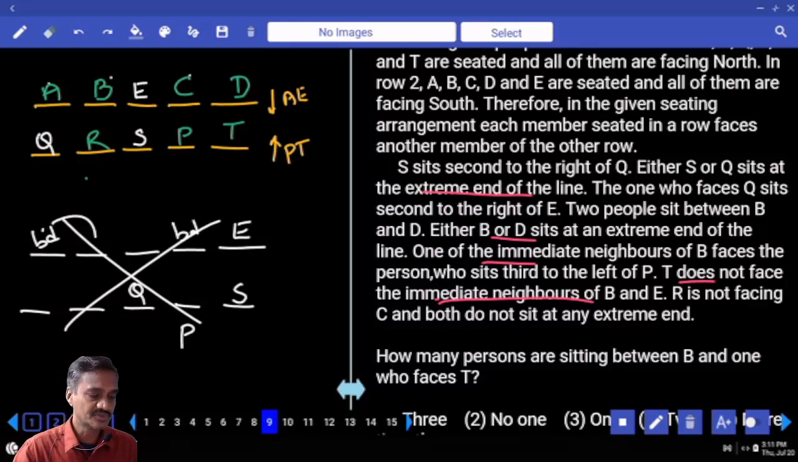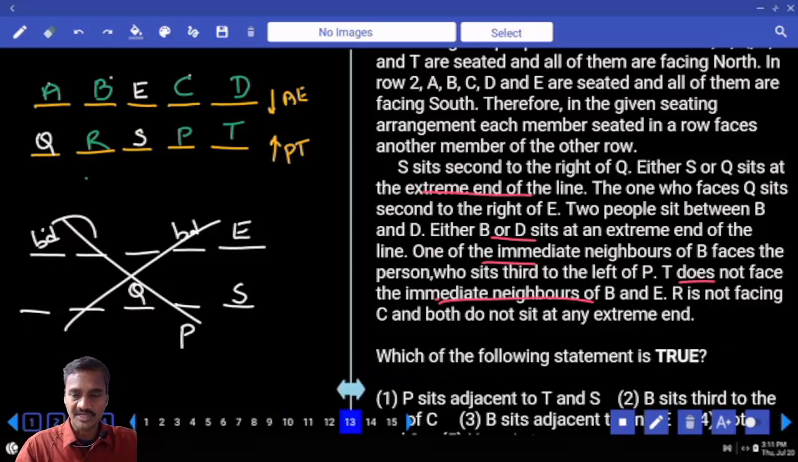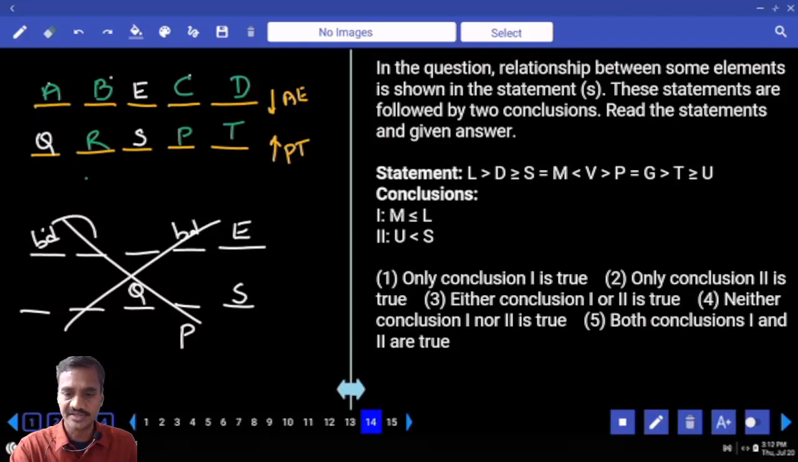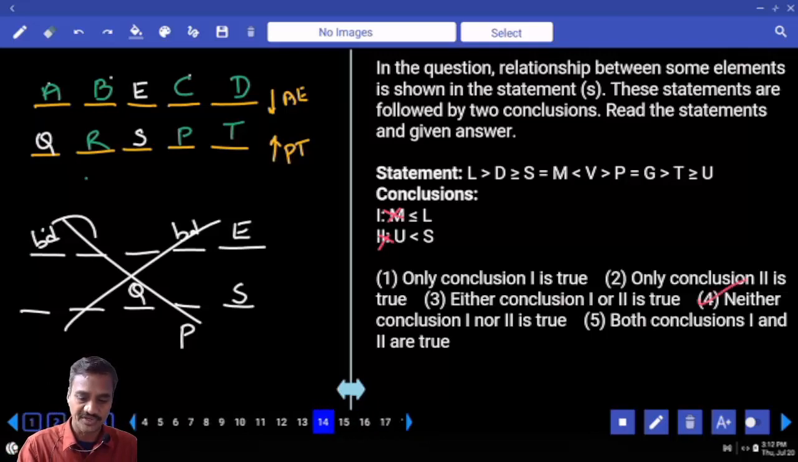The next one, 13th one. From 14 onwards they come under inequalities. M and L. M is here, L is here. L greater than M, M lesser than. U and S. S and U, lesser than, greater than, two opposite symbols. Hence neither one nor two is the choice for question number 14.